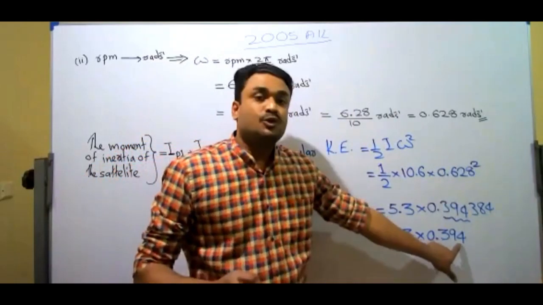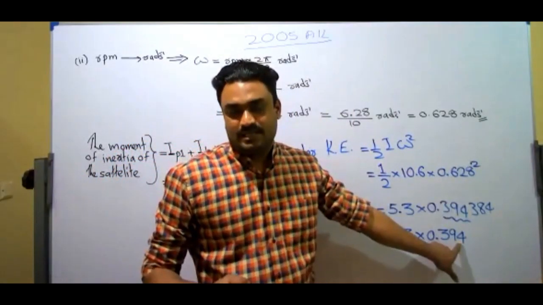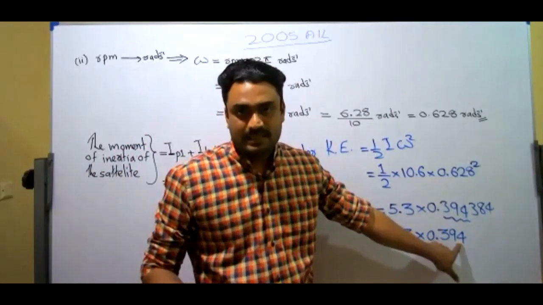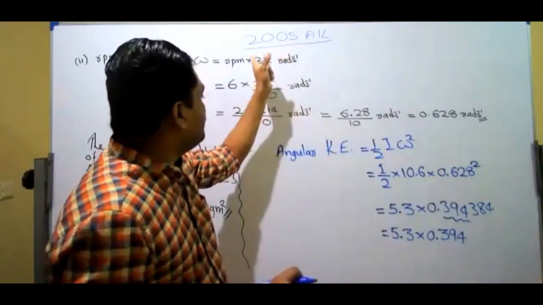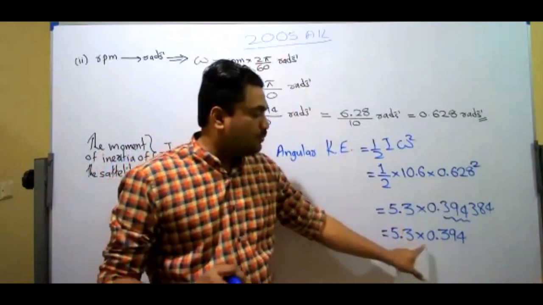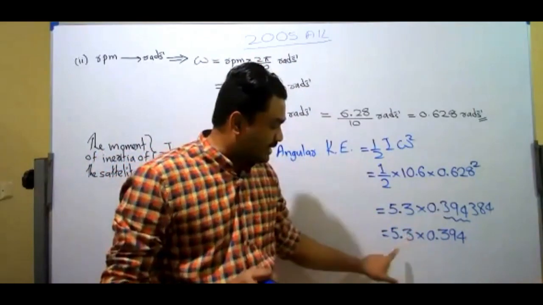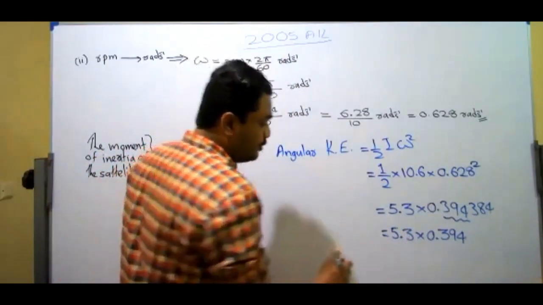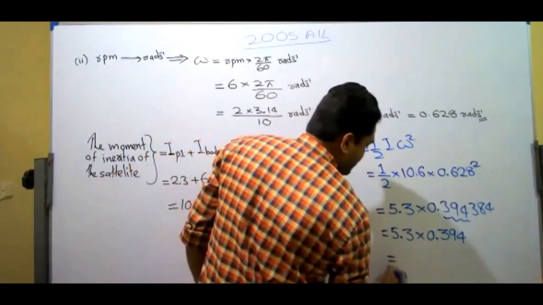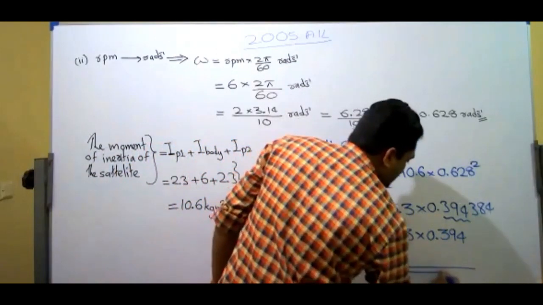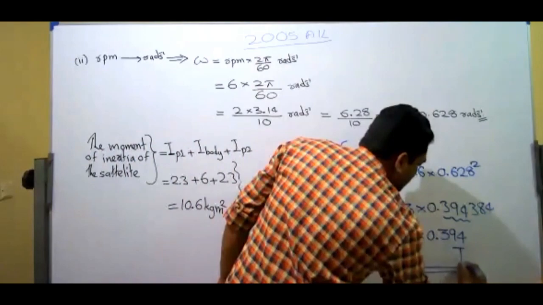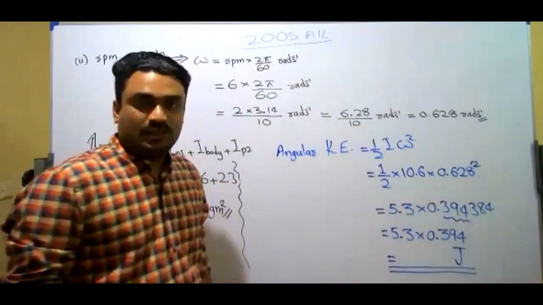But you should not take 2 decimal places. There should be 3 decimal places for such a moment of inertia question. So keep up to 3 decimal places, multiply and send me the answer. No need to use 6 decimal places. That is useless. Do not forget to keep the unit joule.